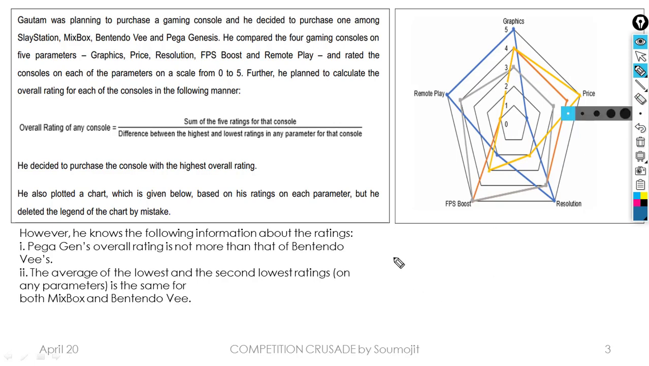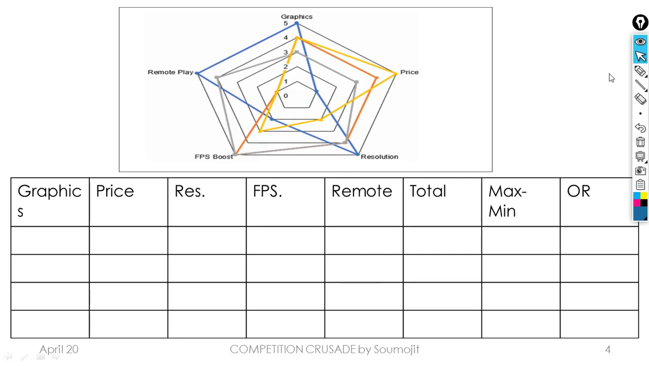Pegagen's overall rating is not more than that of Nintendo Wii's, number 1. Number 2, the average of the lowest and the second lowest rating on any parameter is the same for both Mixbox and Nintendo Wii. Okay, so we'll work this out. So here I have prepared a table. Okay, so what I'll do here is, before I do anything else, I'll just explain what this is.